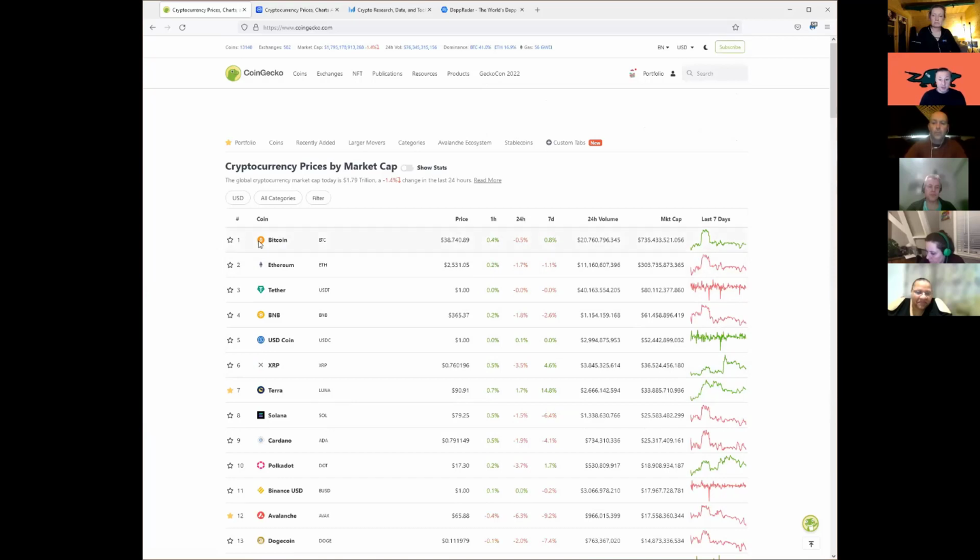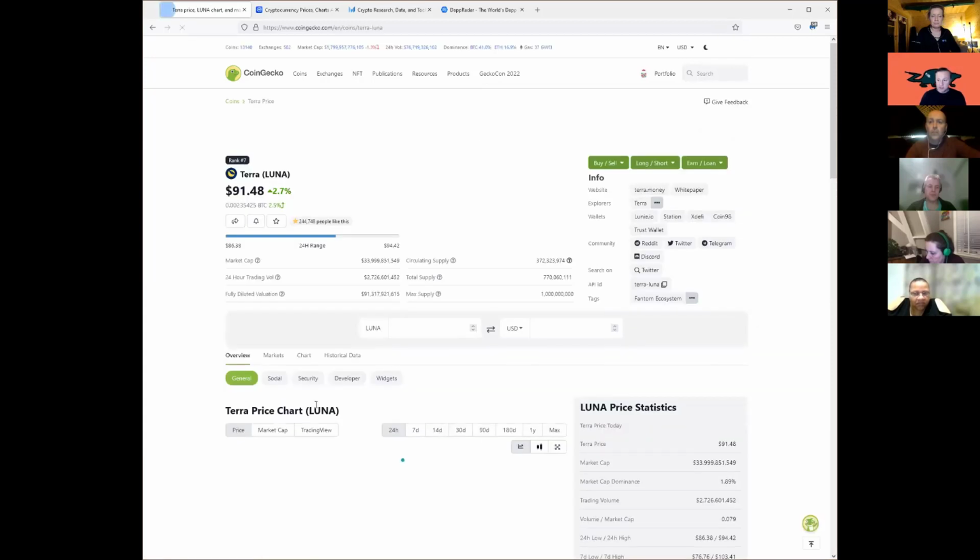So you've got the number one token you can see on there, which is Bitcoin. It's got the ticker for it, price of it, what it's done within the last hour, 24 hours and 7 days, trading volume over the last 24 hours, market cap, and then you've just got a graph that shows the last 7 days. So it's got that for all of your top cryptos. Now I'll pick Terra because that's been in the news a lot lately.